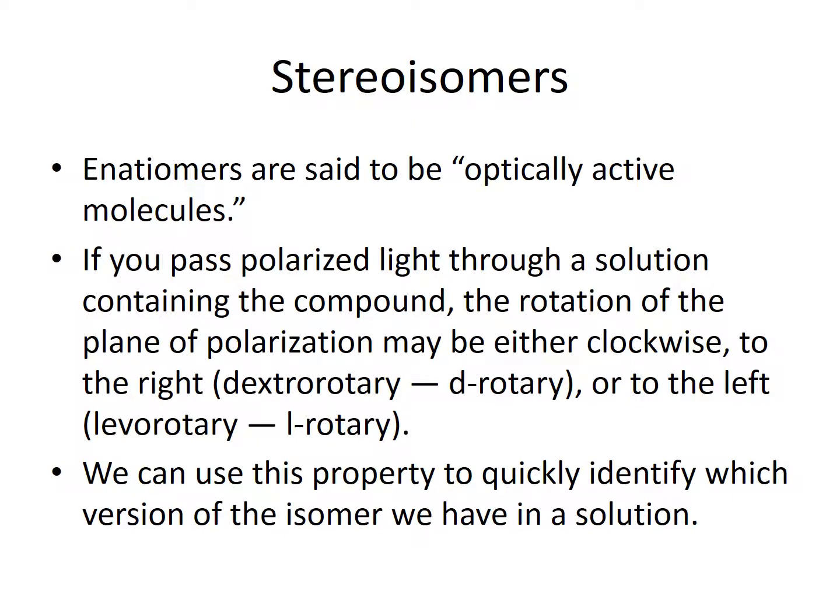Before chirality was recognized on a molecular level, researchers had already found that if you pass polarized light through certain solutions, sometimes the light would either rotate one way or the other. And so we now know that these enantiomers, or chiral molecules, can rotate the plane of light in what we call a right-handed way, or dextrorotary, or to the left, which we call levorotary. And we can actually use that property to quickly identify which version of the isomer we have in solution.